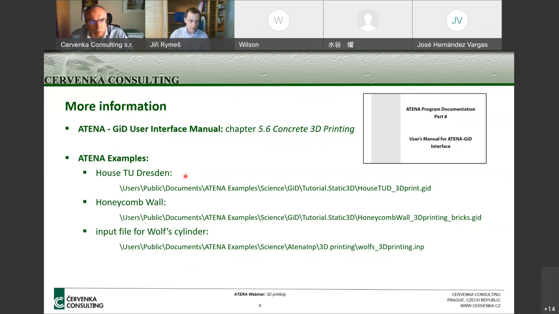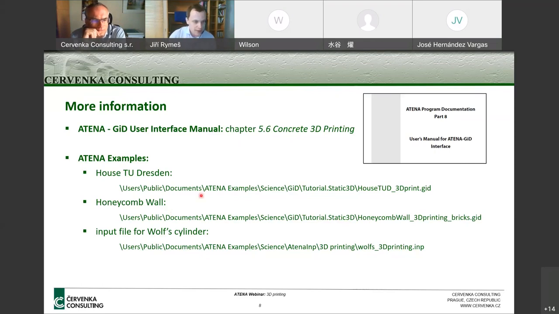You can check some house which is similar to the one printed at TU Dresden, and this kind of honeycomb wall. And then there is one example of the input file which uses slightly different commands than the GID preprocessor. However, you can use it as inspiration if you want to do some more advanced modeling.